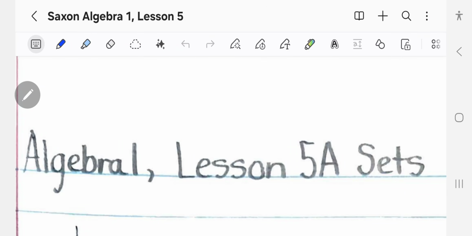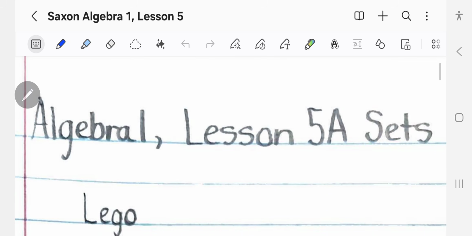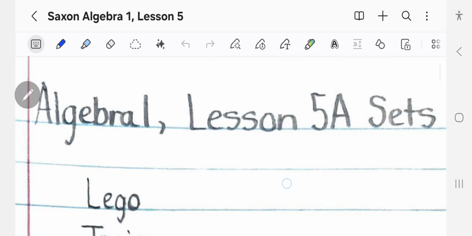This is Algebra 1, Lesson 5A, and it's about sets. Have you heard that word before? A set? Where have you heard that? Well, the first thing I think of if somebody mentions a set is I think about Legos. When you buy a Lego set, everything that you need to make that creation is in that box.